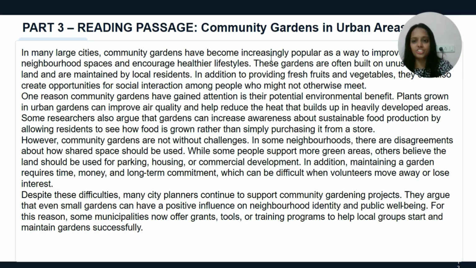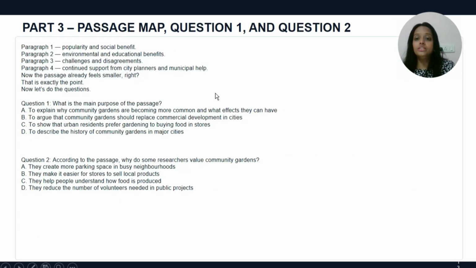Now, let's do the questions. What is the main purpose of the passage? You have 4 options. Go through that and then you have to think about the question. So here we should not look at one paragraph, right? You should ask what does the whole passage do? So the passage talks about popularity, benefits, challenges, support. So it is explaining the rise of community gardens and discussing their effects. So which is the correct option, option A?